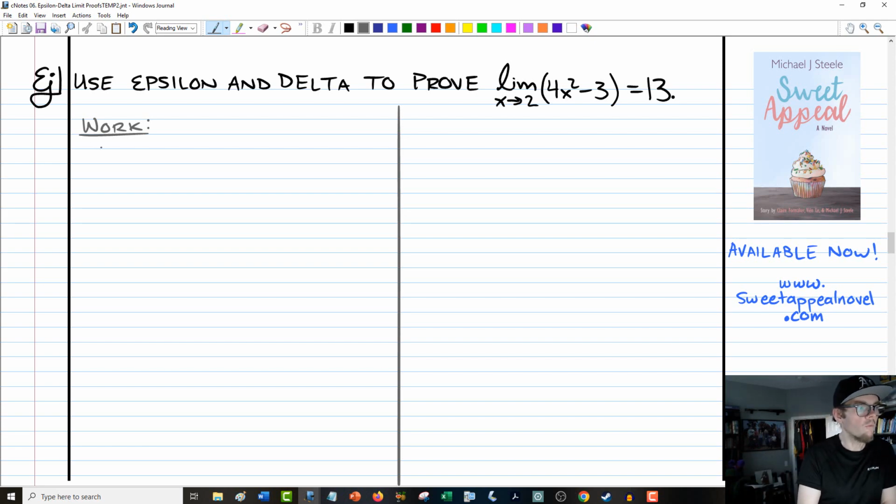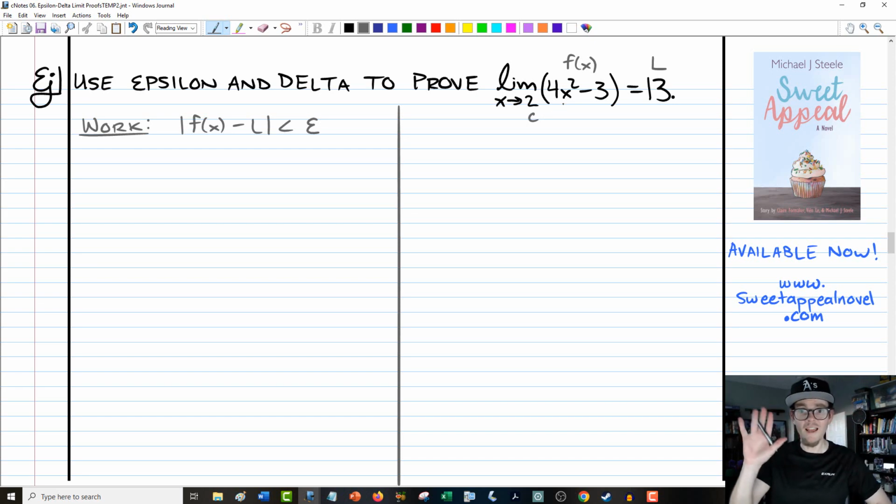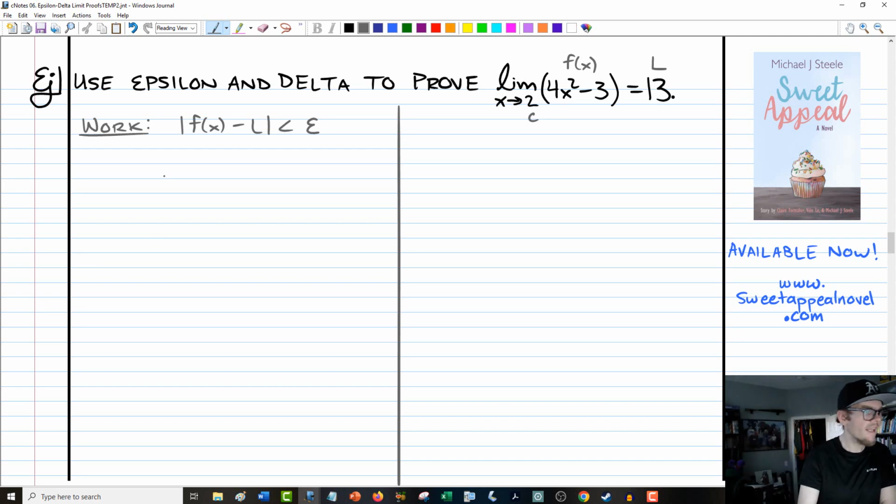So first of all, our work. Where do we want to begin? We always want to begin at the absolute value of f of x minus L is less than epsilon. And you can sort of see what's up here. There's f of x, there's L, there's c. Okay, now, I can set up that first line without much trouble. This is the absolute value of 4x squared minus 3 minus 13 needs to be less than epsilon. That's totally cool. I can also establish that this is the absolute value of 4x squared minus 16 is less than epsilon.